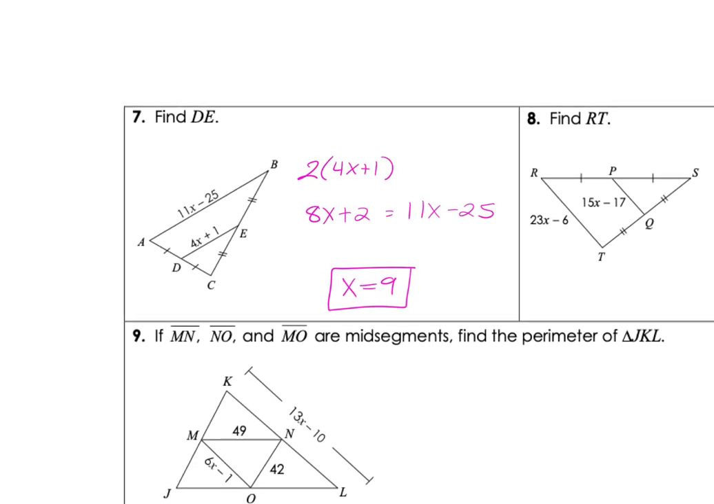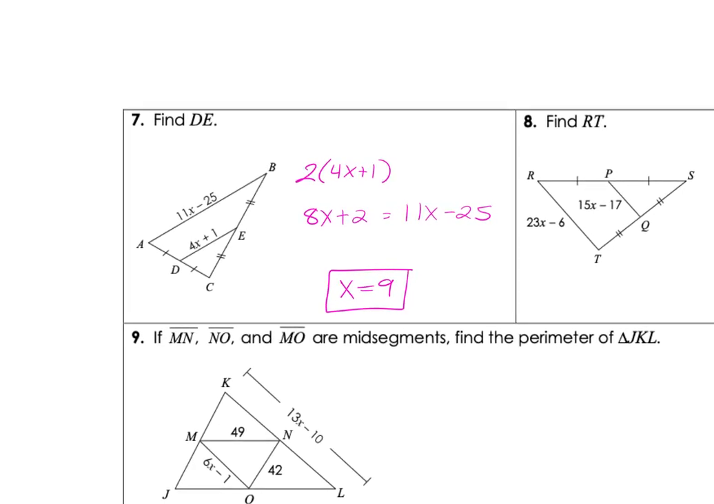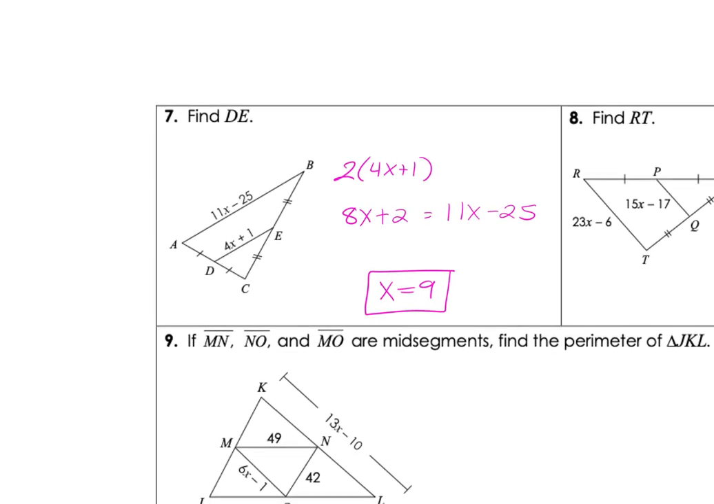Fantastic. Oh, do we not plug it into DE or not? Oh, you're right. This one asked for DE. What would you get for DE? 36. So, 9 times 4 is 36, plus 1, so DE would be 37. Nice catch, Blake. Okay, questions?